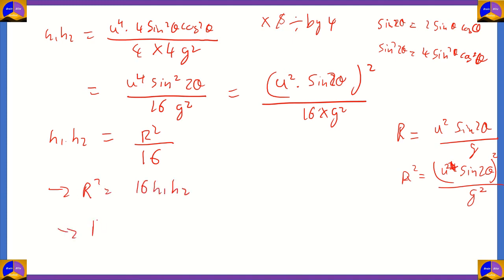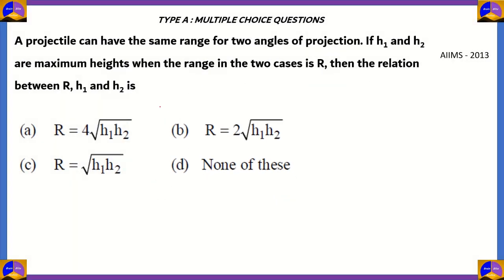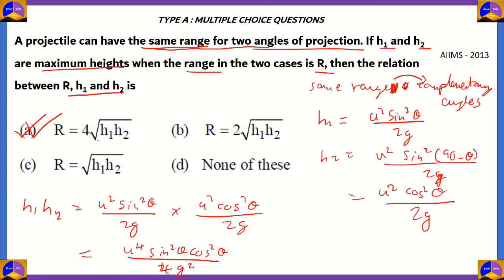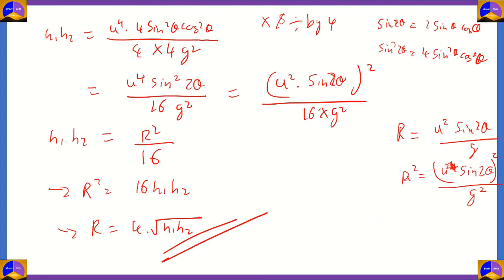Taking the square root on both sides, you get r equals 4 times the root of h1 h2. And if you look at our options, you see that option A, r equals 4 times root of h1 h2, is the right answer. So therefore, by using the formula for height and the formula for range, and taking the condition that two angles are complementary when they have the same range, you can find out the relation between r and the two heights, h1 and h2. So therefore, option A is the right option.